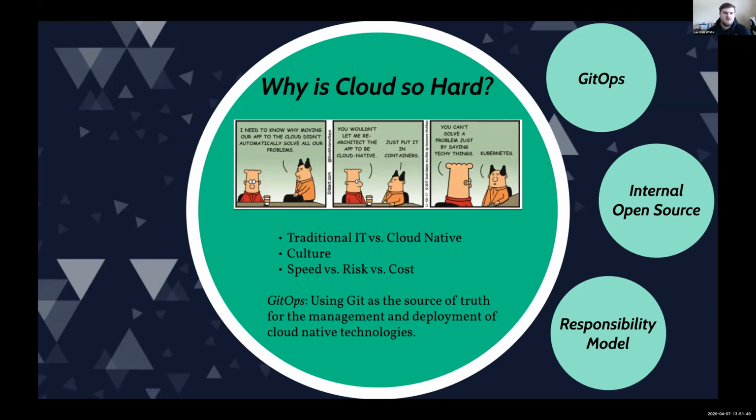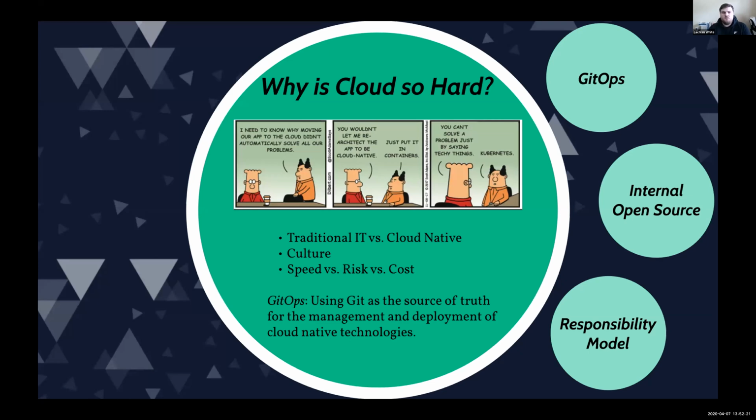But how do we solve these issues? Well, we turn to GitOps, and my definition of GitOps is using Git as the source of truth for the management and deployments of cloud native technologies. And why I say my definition is because Weaveworks, who originally coined the term, specifically coined it to manage the deployment of Kubernetes clusters and applications. And so I think that now, with the tools that we have available to us, we're able to broaden our horizons with that and look to manage all of the cloud as we go.